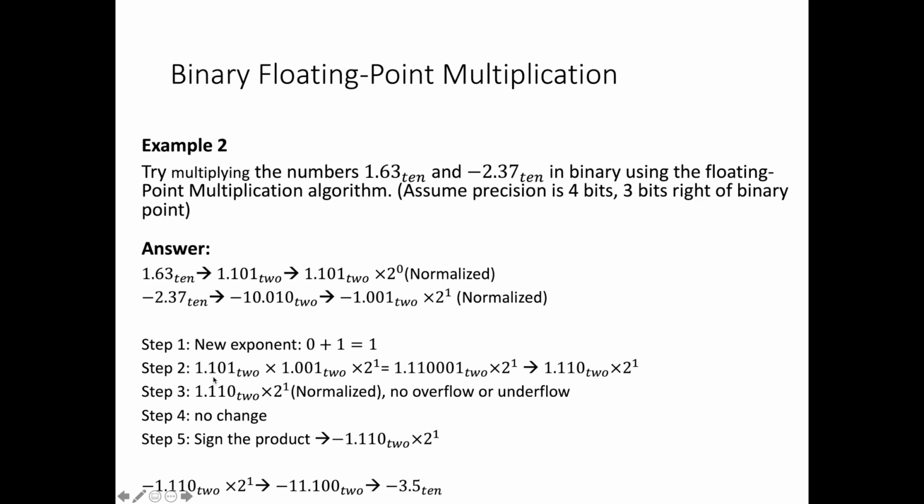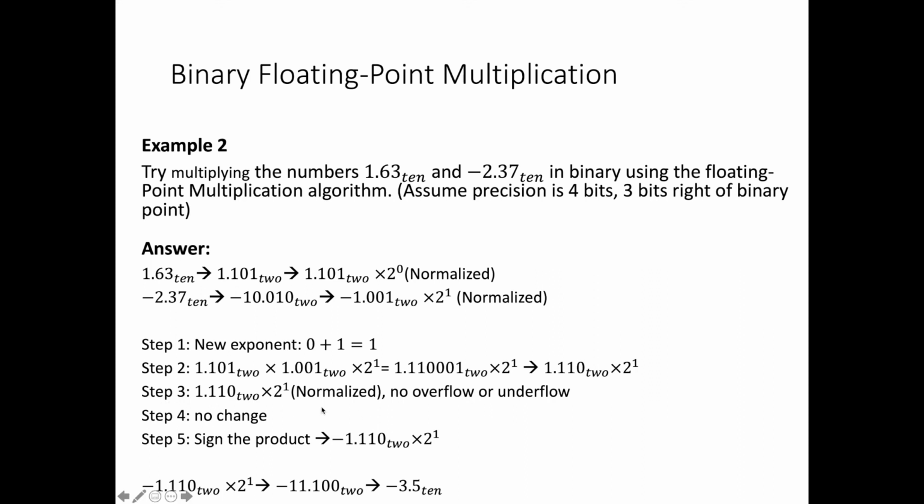So 1.101 times 1.001, and we get 1.11001 times 2 to the power 1. The power 1 is the exponent we get from step 1. Since the precision is 4 bits, we only allow 3 bits right of this binary point. Therefore, we get this result after step 2.